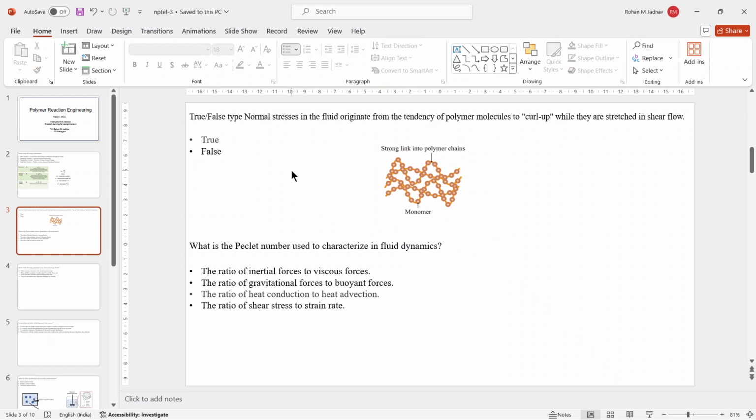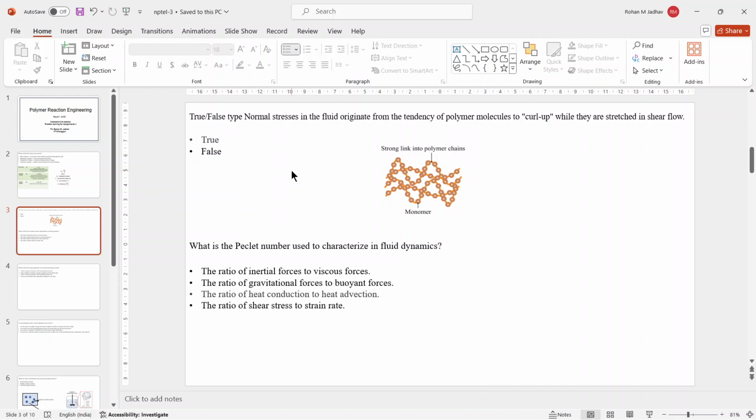Next, we have another number definition. What is the Péclet number used to characterize in fluid dynamics? We have four options. That is the ratio of inertial forces to viscous forces, the ratio of gravitational forces to buoyant forces, the ratio of heat conduction to heat advection. In this case, the inertial forces to viscous forces, you can tell by the definition itself, is the Reynolds number. And gravitational forces to buoyant forces can be given by the Grashof number.